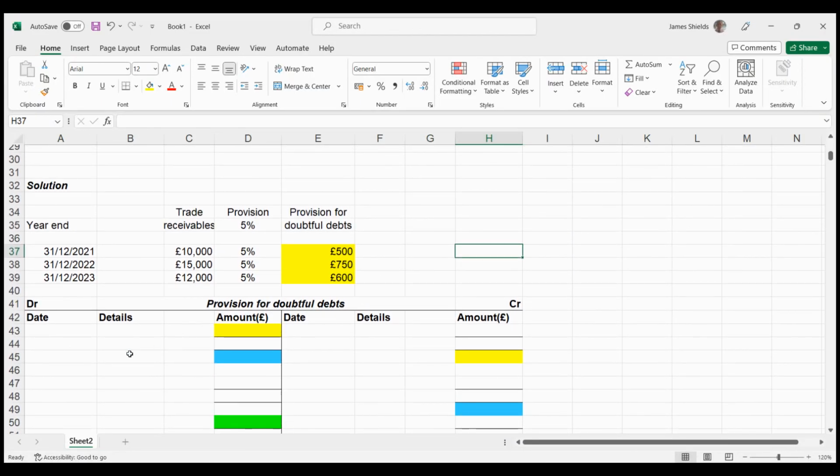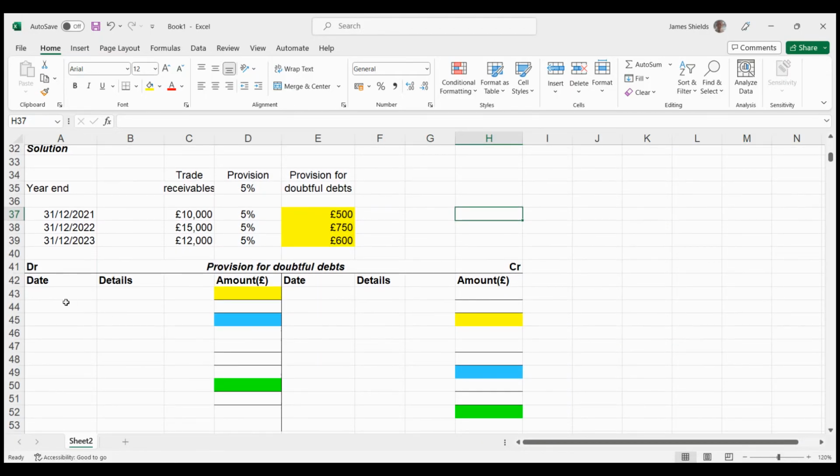Right, so now we've got to do a provision for doubtful debts account. So at the end of December 2021, the provision is going to be £500. So we have a provision here of £500. It's going to be balance carried down at the end of the year, which was the 31st of December 2021.